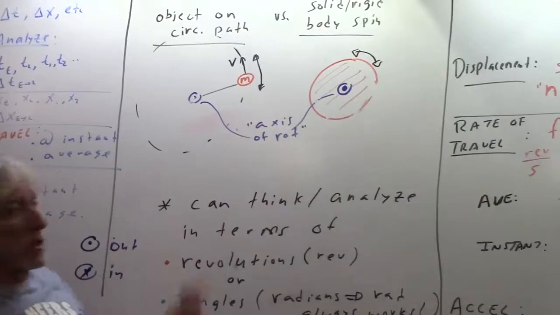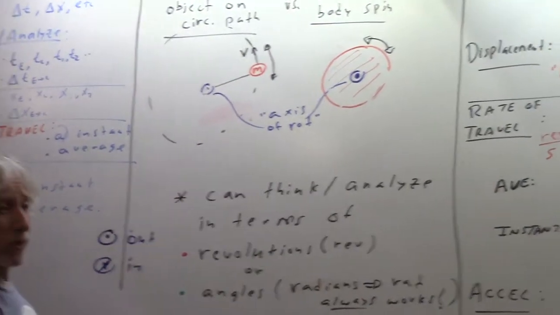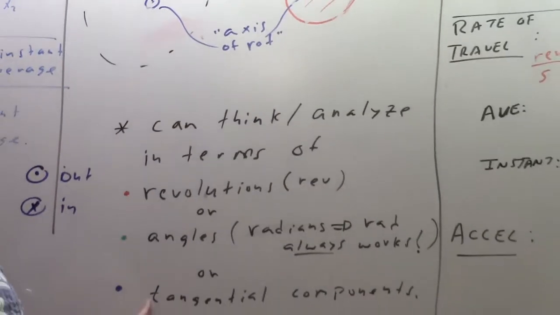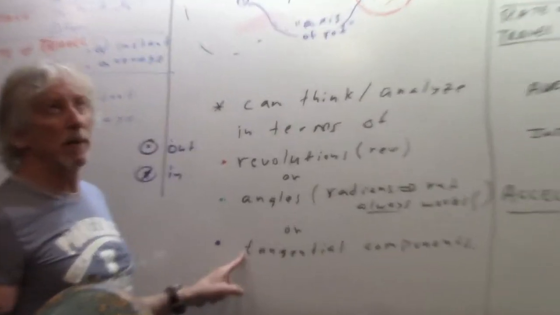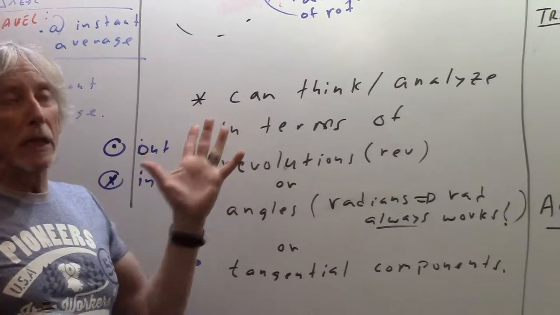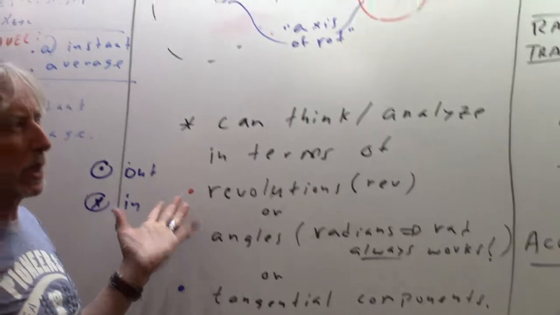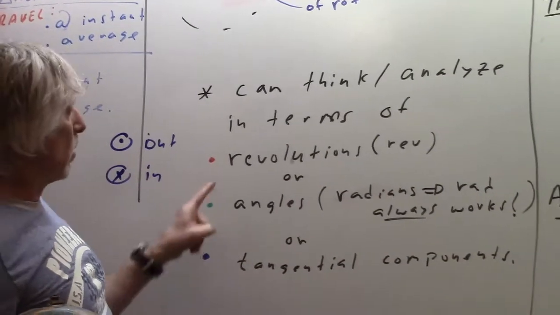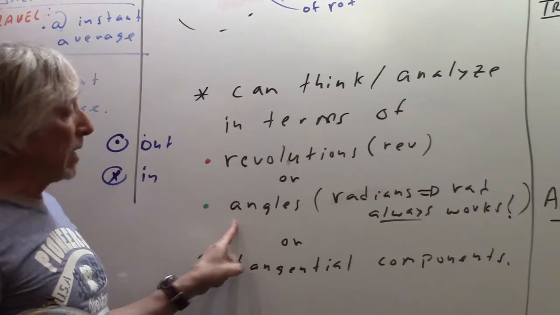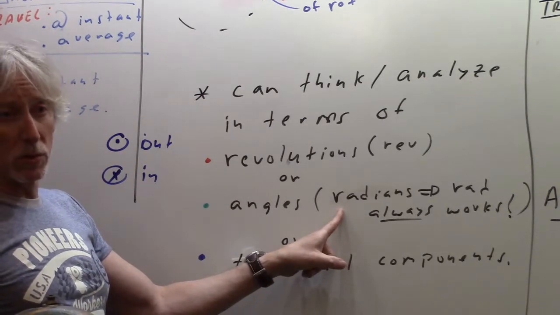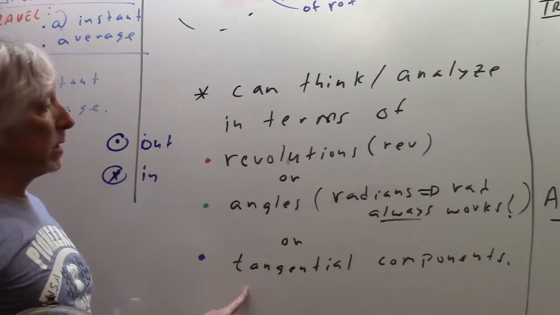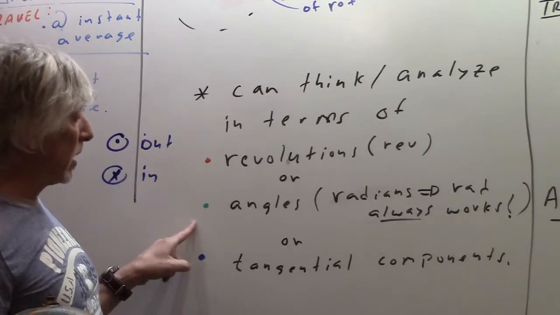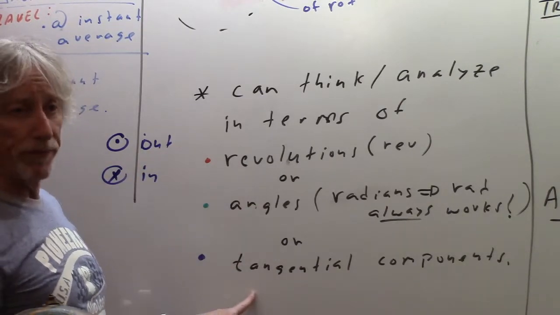So I can have these two cases to talk about the rotations. You can think about these and analyze them in terms of three different ways that are totally connected, and you just have to decide which way you want. Initially, if you're trying to memorize everything in a disconnected way, it's overwhelming. But if you see how they're connected, it's not hard. You can talk about the revolutions, the angles (radians always work; you can use degrees, but you'd have to convert), or tangential components. Right now I'm going to do revolutions related to angles, then I'll do angles related to tangential.